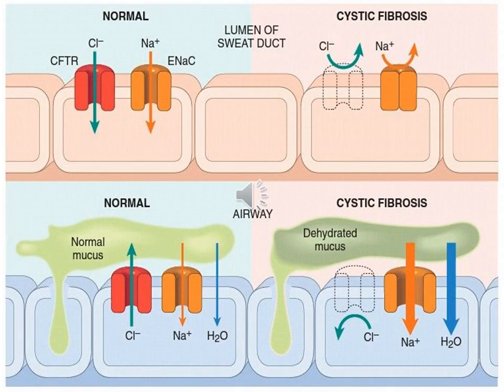CFTR is a central regulator of salt and water transport across multiple epithelial cells. Normal airway epithelial cells, you can see in the picture at the bottom, regulate sodium via the epithelial sodium channel and chloride transport via CFTR in order to maintain an optimal periciliary liquid layer, to support ciliary motion and to adequately hydrate the overlying mucus layer.